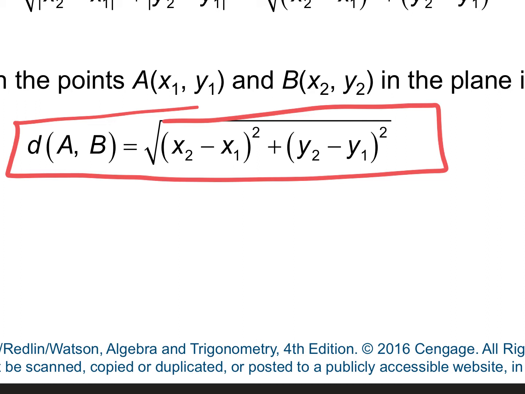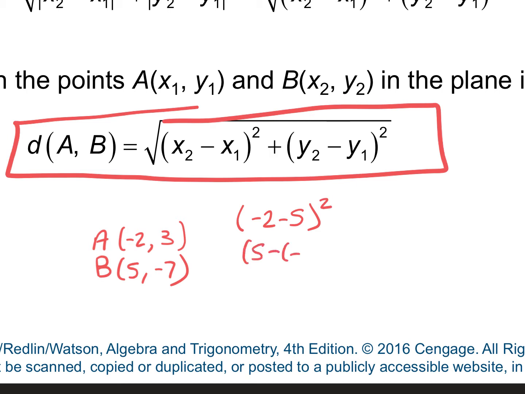Now, some of you are going to get hung up on x2 minus x1 and y2 minus y1. If I gave you guys these 2 points, point A and point B, okay? So A is negative 2, 3, and B is 5, negative 7. All right? Just say I give you those. x2 minus x1 versus x1 minus x2. If I said negative 2 minus 5, or I said 5 minus negative 2.